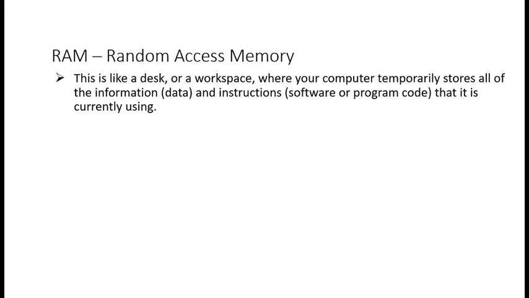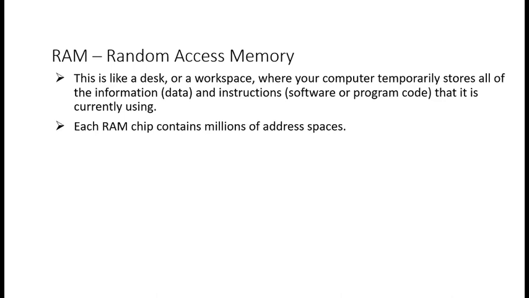You can see this is like a desk or a workspace where the computer temporarily stores all data, information and instructions. This RAM is actually holding temporary data. Why temporary? Because RAM is a volatile memory. RAM cannot keep data or instructions permanently. When the power is gone, the RAM will lose everything, every data and instruction. Therefore it is the place where we can only store data and information temporarily.